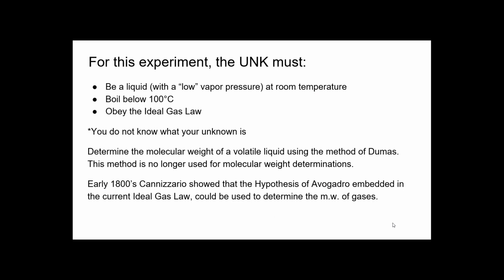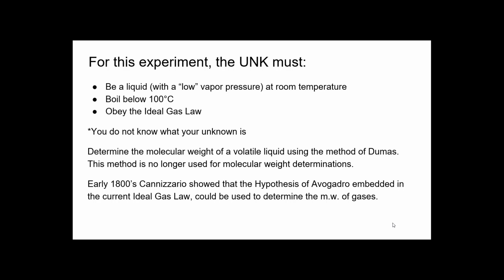For this experiment, the unknown must be a liquid with a low vapor pressure at room temperature, boil below 100, and obey the gas law. There are certain conditions where real gases do not obey the gas law. I'm not going to go into them here, but for this lab, if you had been doing this in person, it would follow the ideal gas law. You do not know what your unknown is, and you don't need to know what it is, really, because if you do this correctly, the math itself should give you no problem.